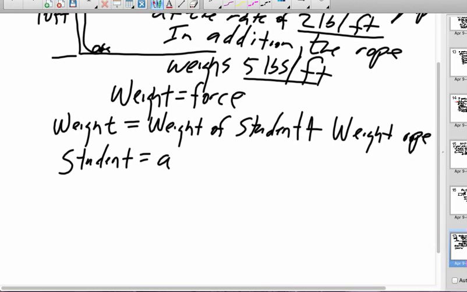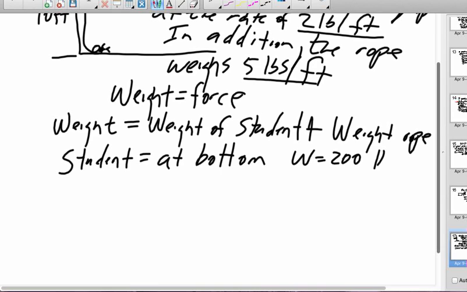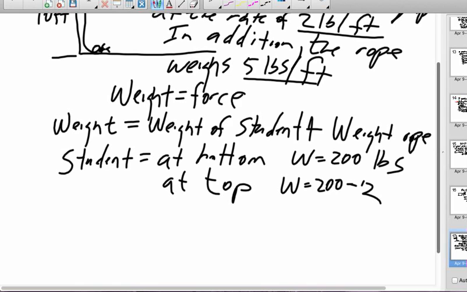So at the bottom, and now we start at the 2 endpoints, the weight is 200 pounds. At the top, the weight is going to be equal to 200 minus the rate at which he's getting rid of it, which was 2 pounds per foot, times the height, which was 10. So he's now going to weigh 180 pounds.